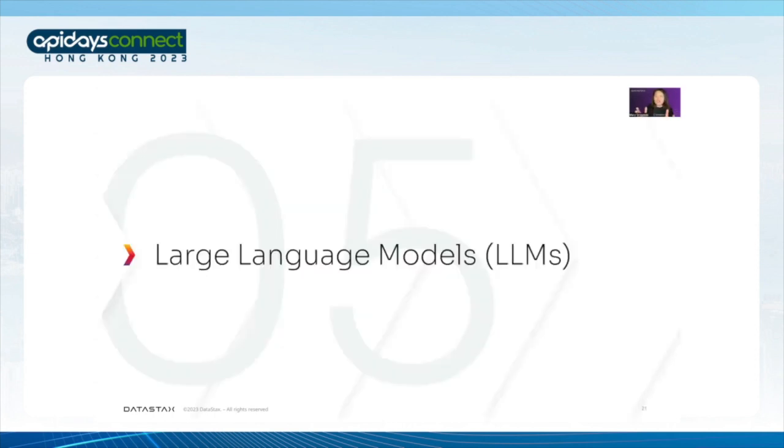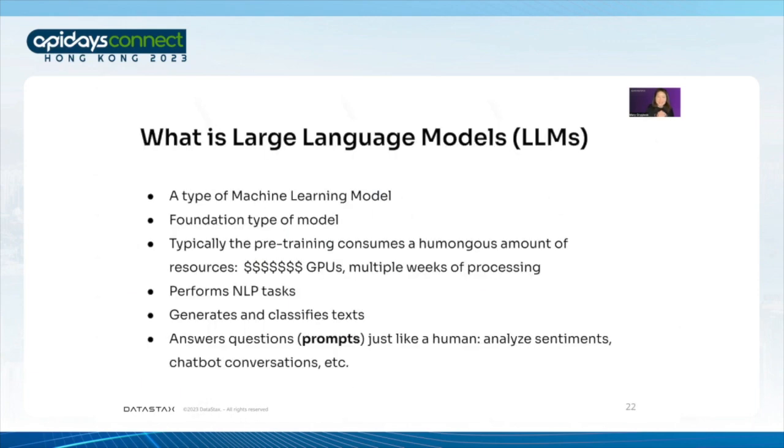Now comes large language models, LLMs, and I'm sure a lot of you are familiar with that too. What is an LLM? It is a type of machine learning model. And as such, it's a foundation model, meaning it takes large, massive sets of data that form the foundation. It's not industry-specific or tied to any branch of knowledge, but a more general foundation-type model. Typically the pre-training consumes a humongous amount of resources, plenty of GPUs.